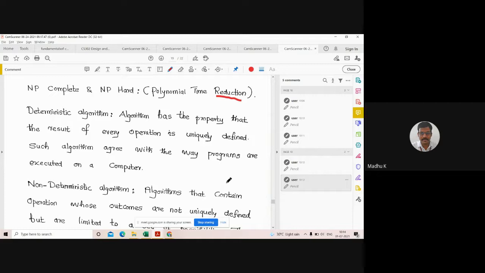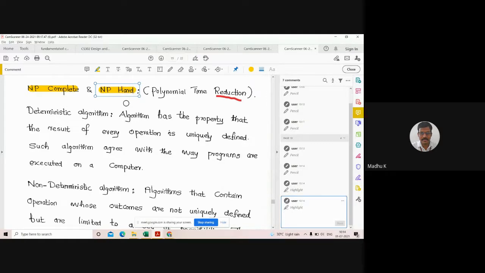Now what is NP complete? Note here, there are two terms. One is NP complete, another is NP hard. We want to define both. These are defined as polynomial time reduction algorithms, reducible algorithms. Okay, so now you can note here.